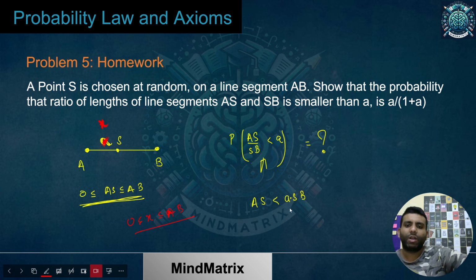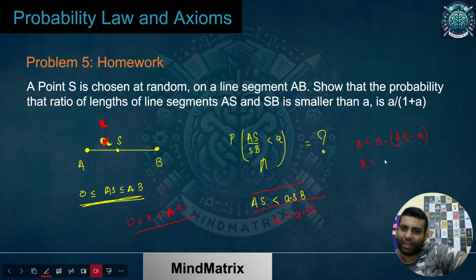What about this condition? This gives you a condition that X can be less than A times SB. If I talk about SB, let's write SB as AB minus AS, and we will be solving the issue. So X is less than A times, what is SB? SB is nothing but AB minus X only.